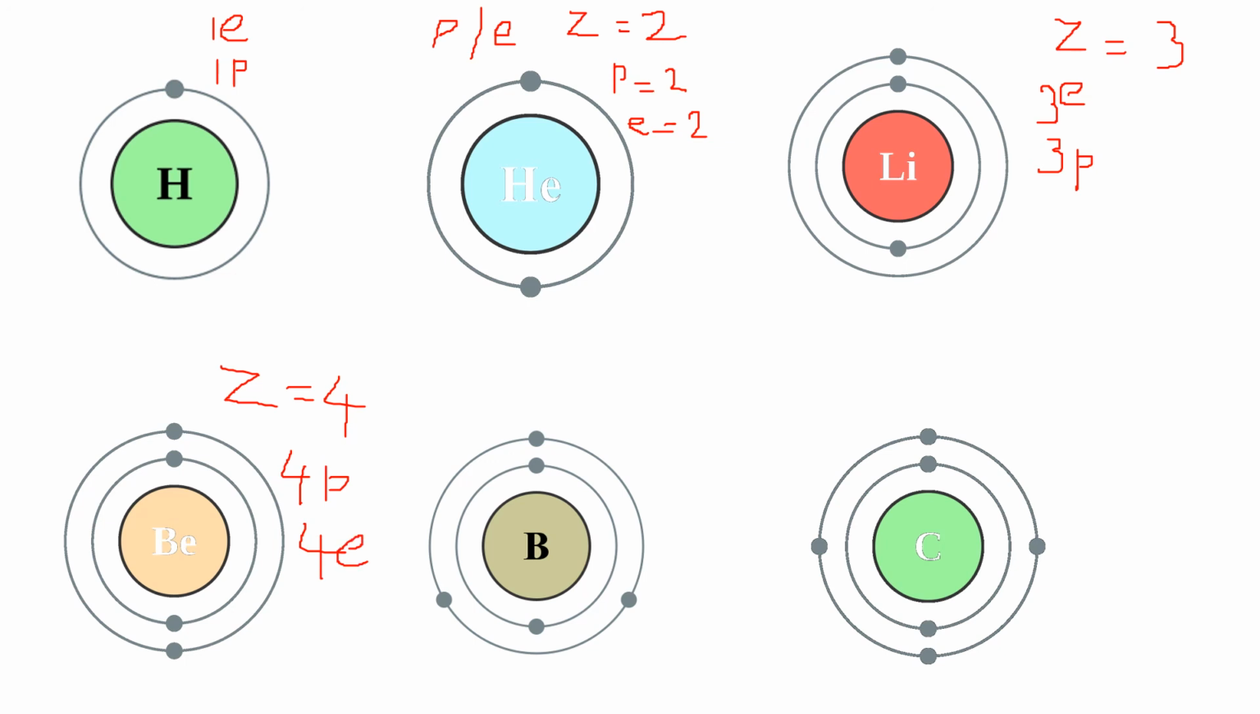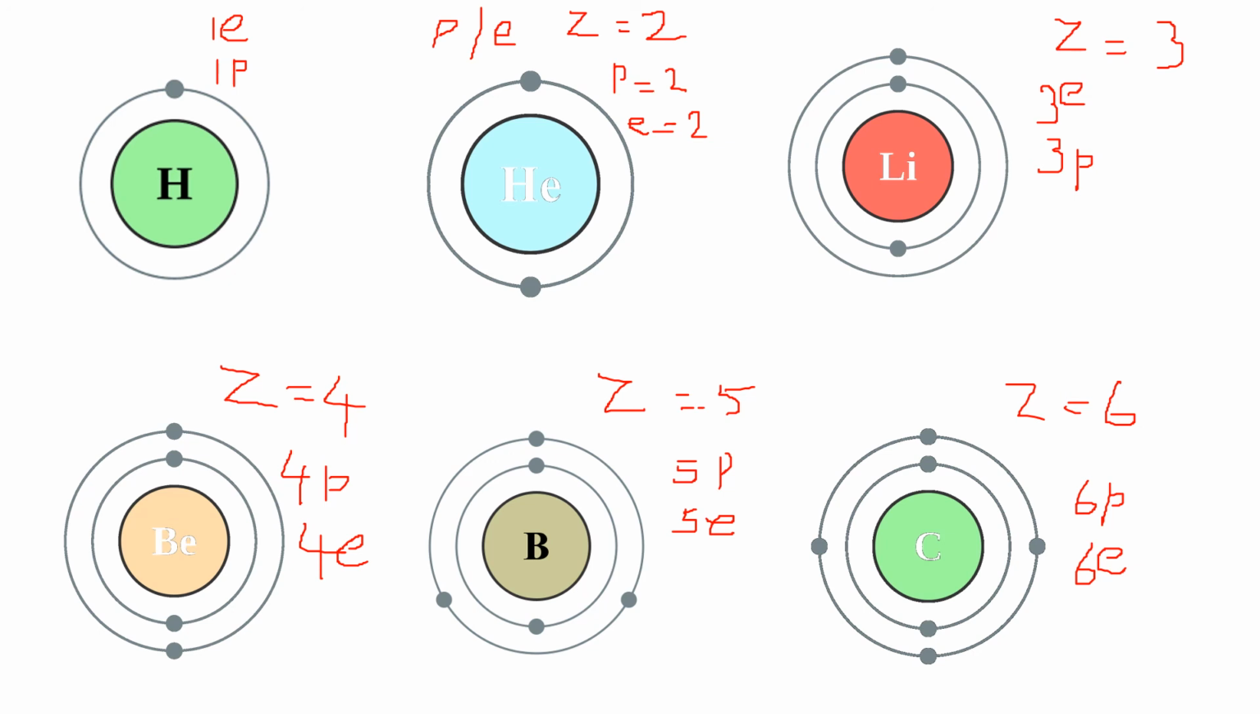I'm repeating once again: protons are in the nucleus, and electrons are revolving around the nucleus. Don't be confused about the location of protons, electrons and neutrons. Protons and neutrons are inside the nucleus, and electrons revolve around it. Atomic number means the number of protons or the number of electrons. Next, boron: atomic number is 5, so 5 protons and 5 electrons. Next is carbon, atomic number 6, so 6 protons and 6 electrons.